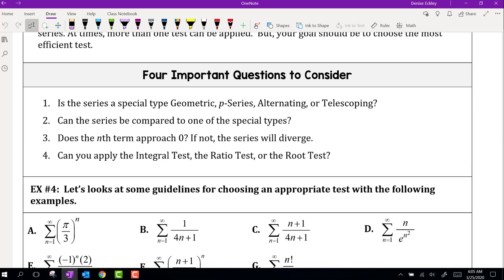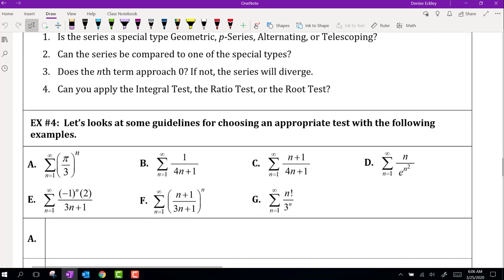And the last question: can you apply the integral test, the ratio test, or the root test? Now the integral test is nice when you have series that look like well-defined functions that you know are decreasing and bounded, so you can find the limit of the infinite integral. And of course the ratio and root tests that we've talked about in this lesson work well with types of series like factorials and nth powers for the ratio test, and nth powers for the root test as well.